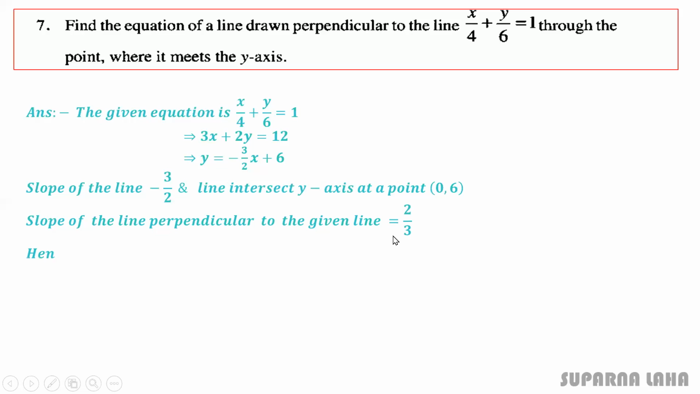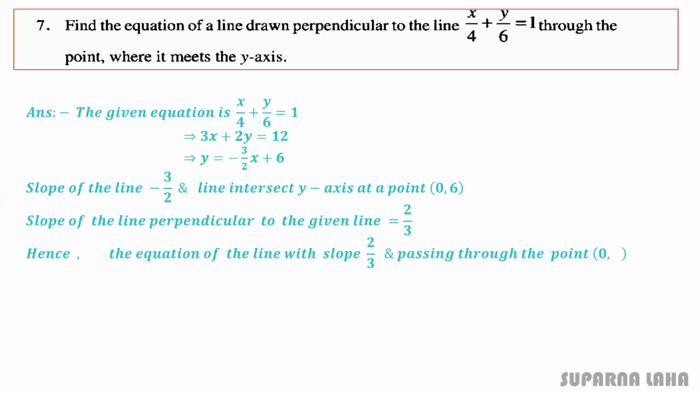So any line passing through the point 0, 6 with the slope of 2 by 3 has the equation y equals 2 by 3 into x plus 6. Clear? So this is the equation of the line. You can simplify it or you can leave it as it is. So 2x minus 3y plus 18 equals 0 is the equation of the line.